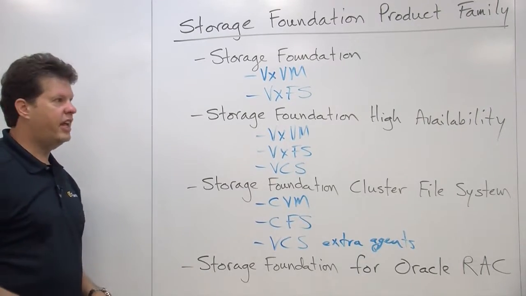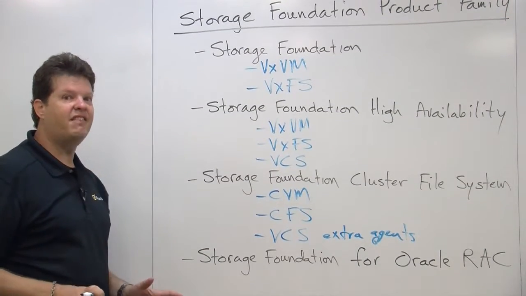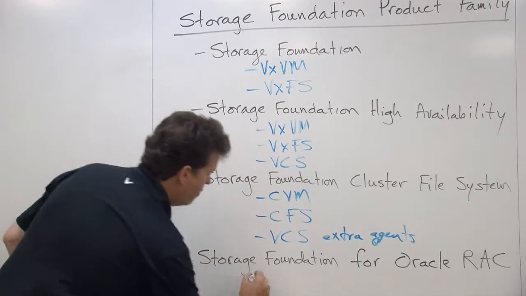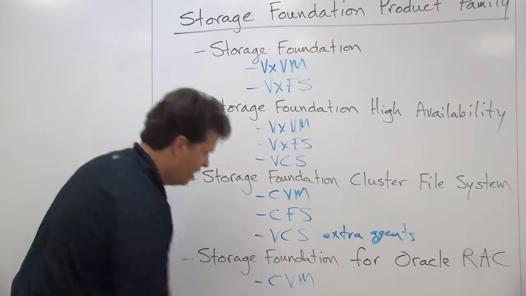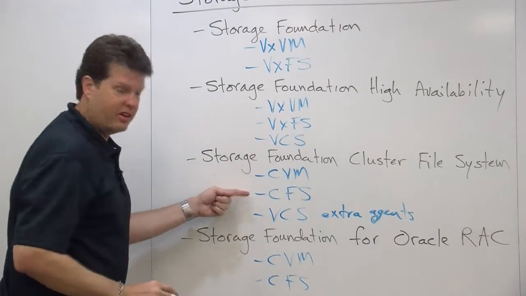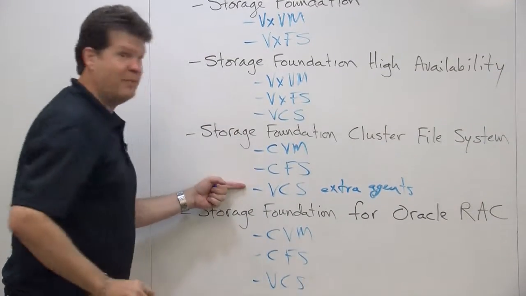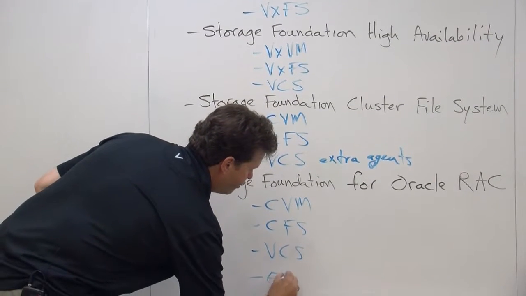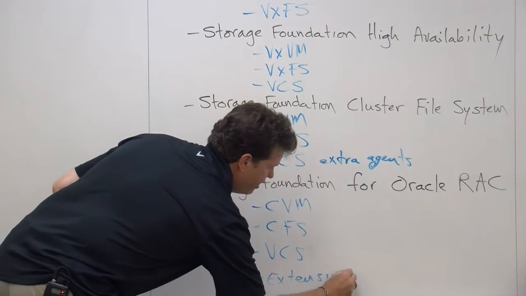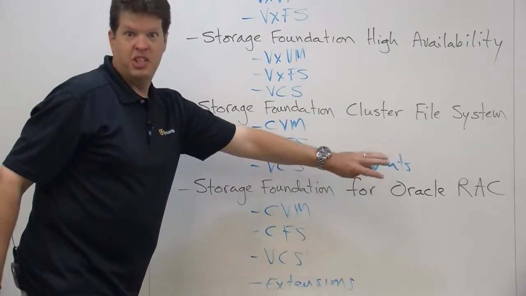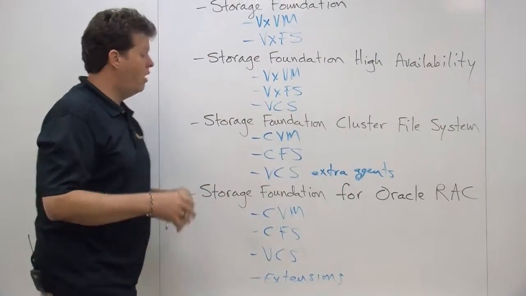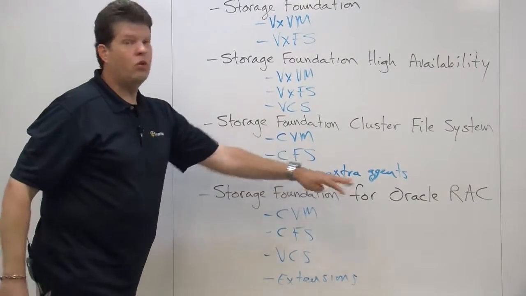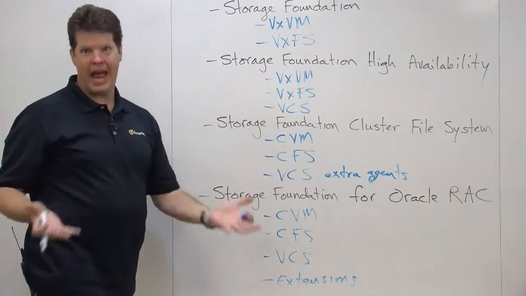Then we have Storage Foundation for Oracle RAC. This is a dedicated environment for Oracle's Real Application Cluster, which is a parallel database environment. We have CVM, same as before, CFS, same as before, and VCS, same as before with those extra agents to support parallel environments, plus extra extensions to support the specific RAC environment. These extensions allow VCS to report things like node membership, nodes joining and leaving the cluster, to the Oracle product so they can perform any necessary actions.